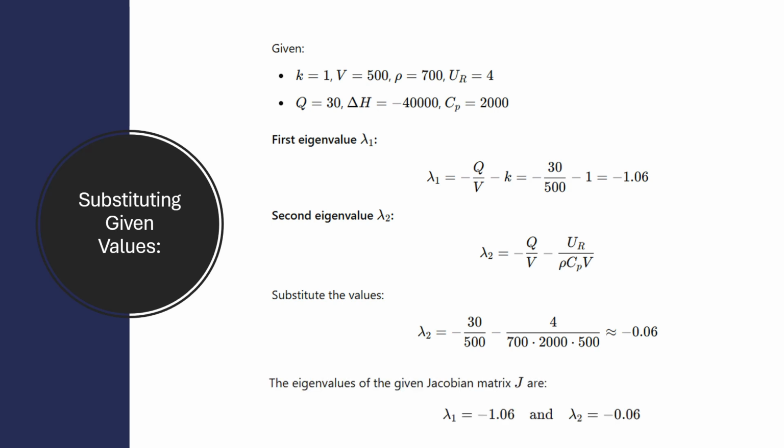And so, your final answers for the eigenvalues of the given Jacobian matrix J are negative 1.06 as well as negative 0.06. Both the eigenvalues are negative.